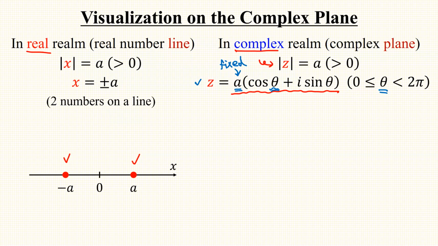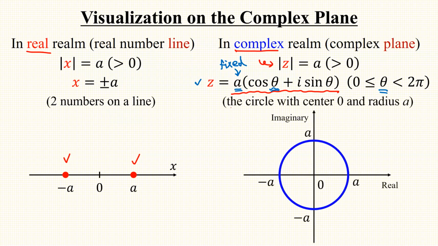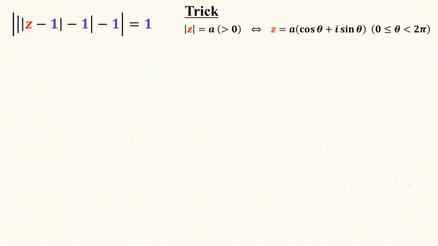This means that z satisfying these equations is given as the circle with origin 0 as its center and absolute value a as its radius. Here, if we overlap our real solutions on this complex plane, we can see that the real solutions a and minus a are a special case of the complex solution, that is, the solutions on the real axis. So this is how the real and complex solutions are related. Now finally, let us tackle our given equation. So first, let us remove this outermost absolute value sign.